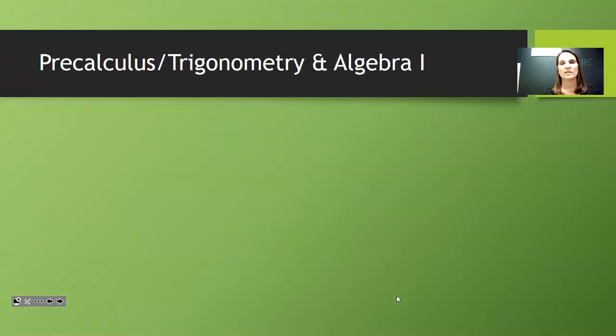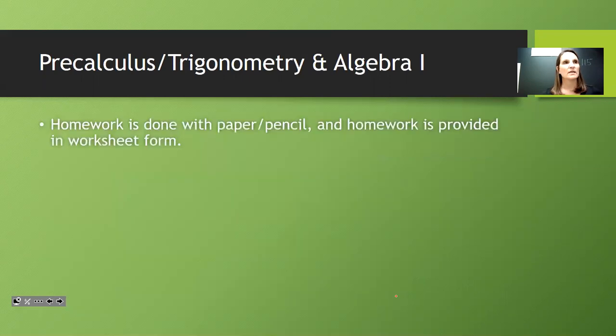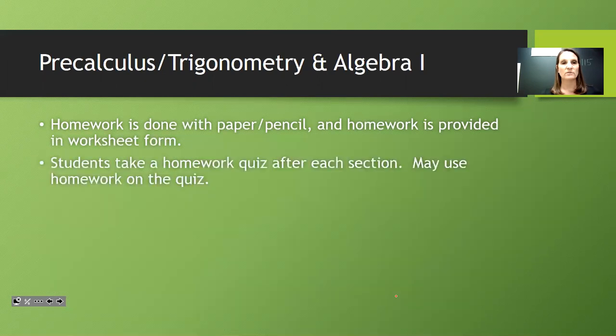In precalculus and trigonometry, these classes are more traditional. Homework is done with paper and pencil. Instead of using textbooks, we just provide worksheets for the homework. That way, all of the problems are there on that sheet. When they go to review, they have access to what the problem was, and they are expected to show their work, how they arrived at those answers.